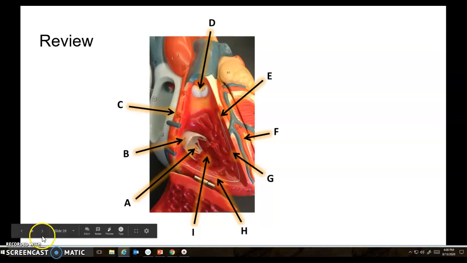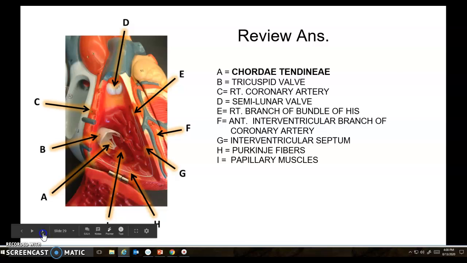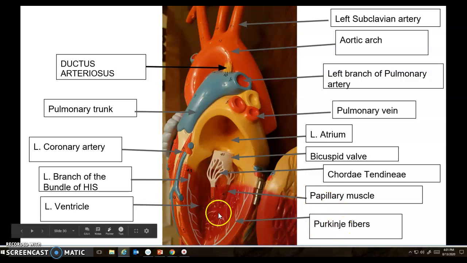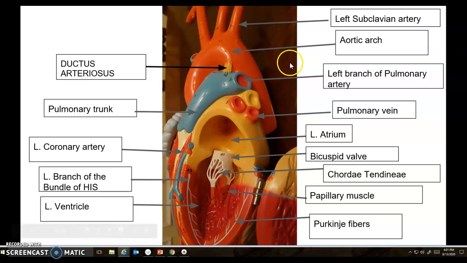Now here is again review questions for you, and here are the review answers. I've opened up the left side of the heart. You can see the ductus arteriosus. Okay, these are my favorite question. Ductus arteriosus is one of my favorite question. Now you can also see again the bicuspid valve, and in the bicuspid valve you can see the chorda tendineae, papillary muscles, Purkinje fibers. Remember, this is the left branch of the bundle of His, right? You can see the pulmonary trunk, and you can also see the branches in here, all right, from the aortic arch.